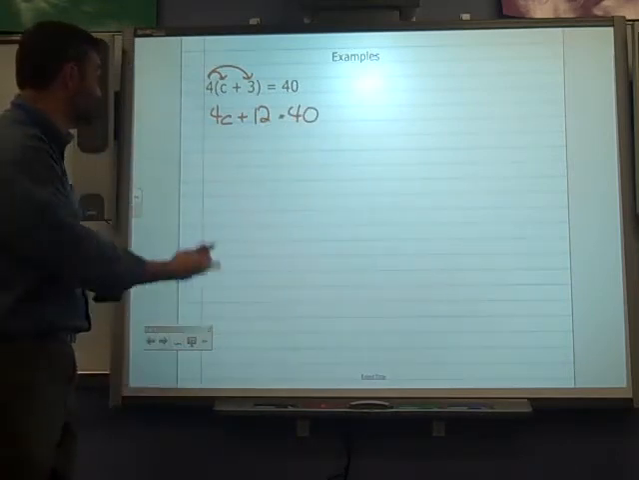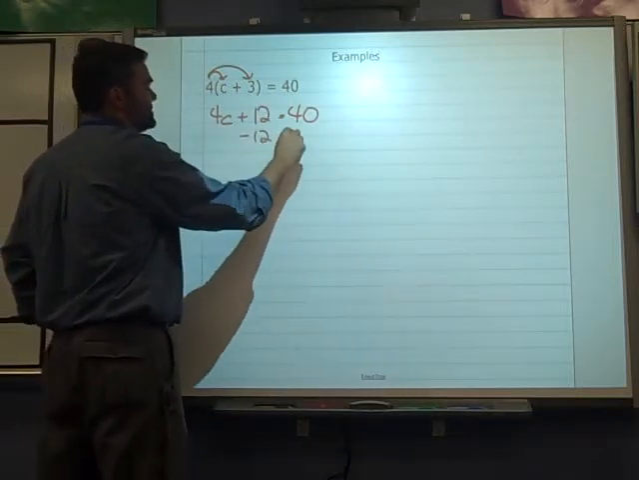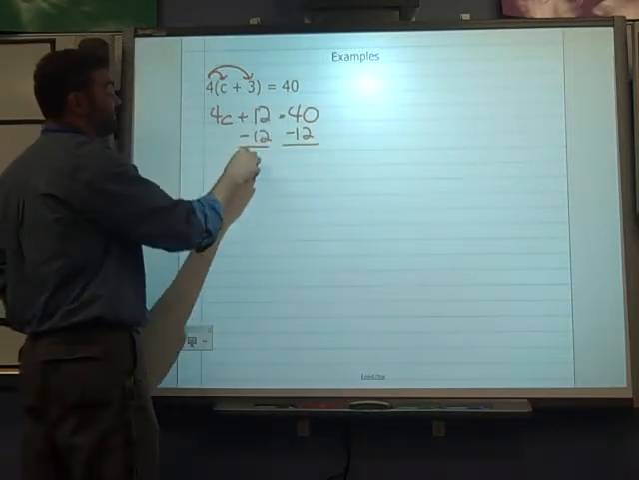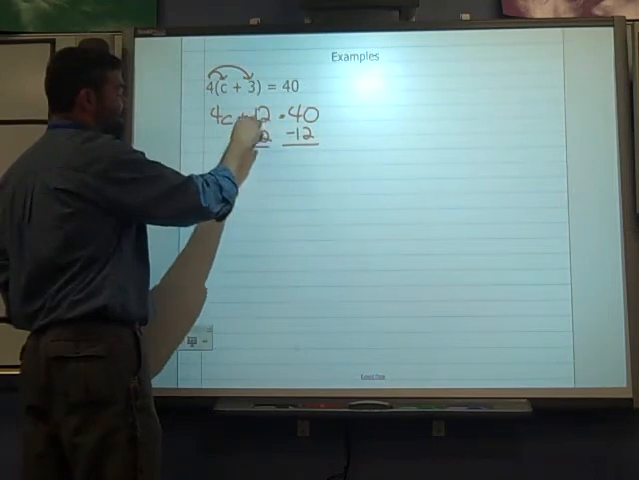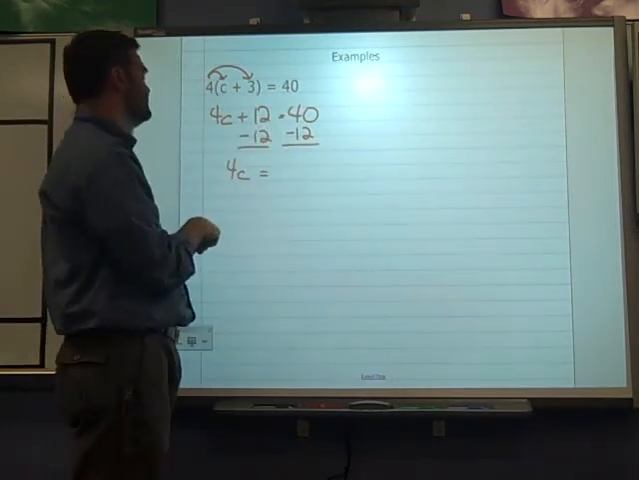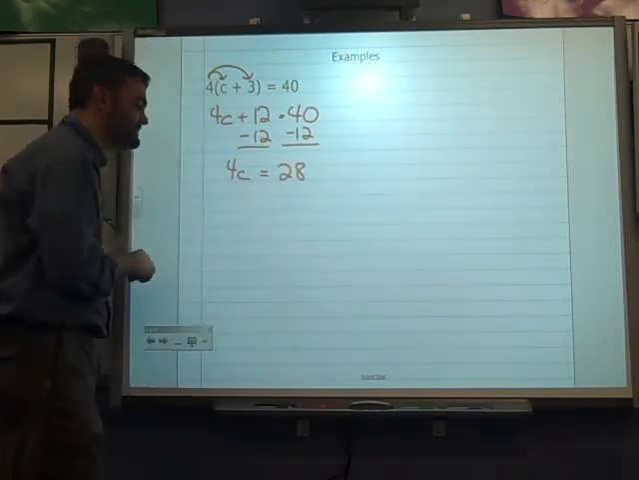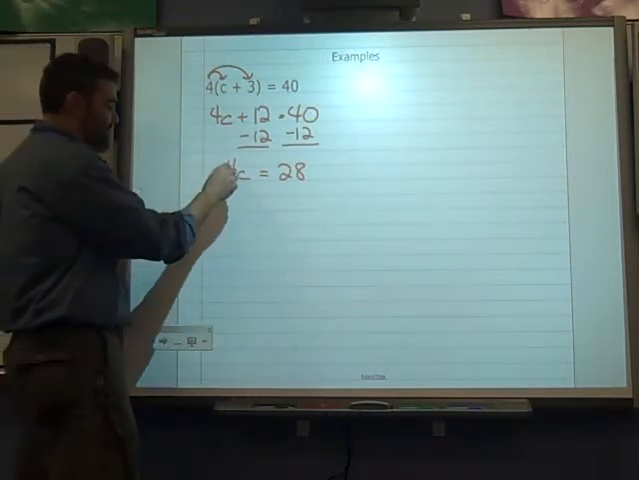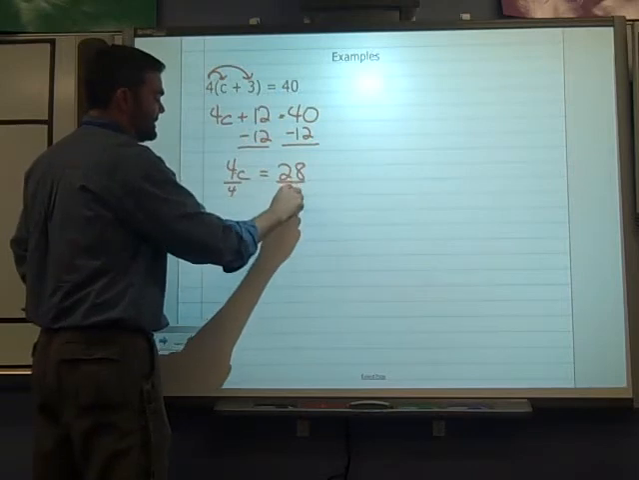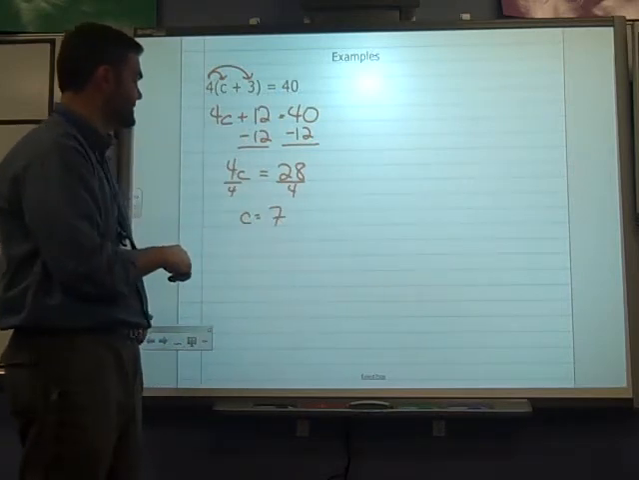Two-step equation. We've done that before. First step, get rid of adding 12 by subtracting 12 from both sides. When you subtract 12 from both sides, that cancels out to 0. This leaves you over here with 4c equals, what is that, 28? 40 minus 12. Now I want to get rid of the 4 because I get the c by itself. Isolate the c. Divide by 4. Divide by 4. That leaves me with c equal to 7.